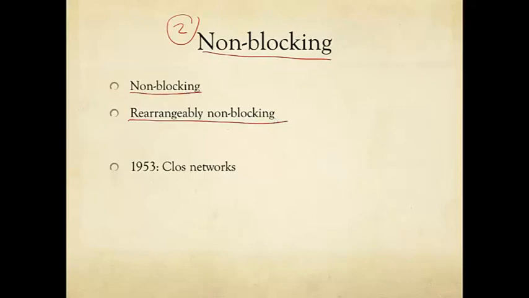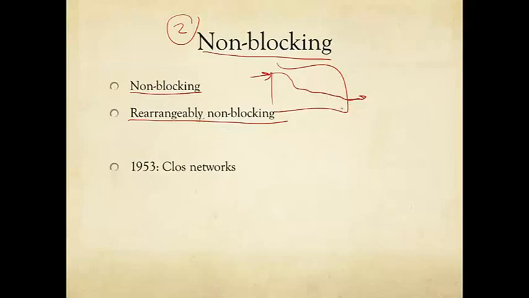Non-blocking says that for whatever traffic pattern arrives in the multi-stage network, which we're going to draw momentarily, as long as this input port and that output port themselves are available, you should be able to find a way to pass it through this multi-stage switched network. So the connectivity pattern should be able to support that.